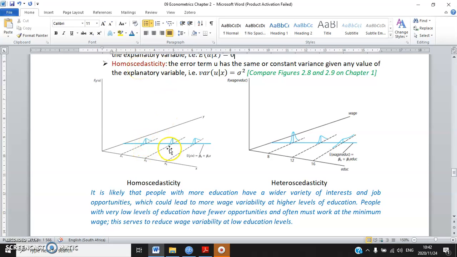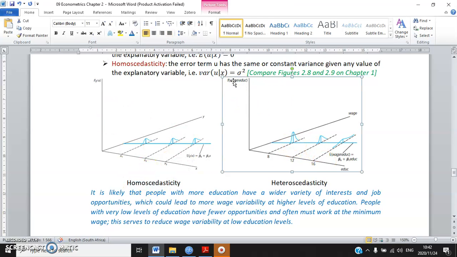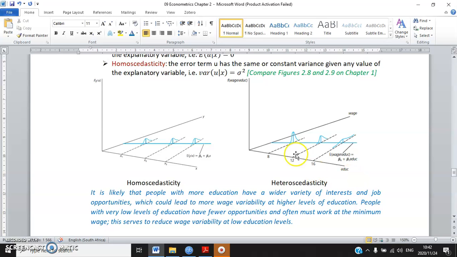The error term has a constant variance at all x values. So this is the ideal outcome, constant variance of error term at all x values, homoskedasticity. And this is the bad outcome. This is an example, wage as a function of years of education. You see as the person becomes more educated, you see 16 years, then the variance of error terms increases. You see the difference. It's much narrower at the lower levels of education.